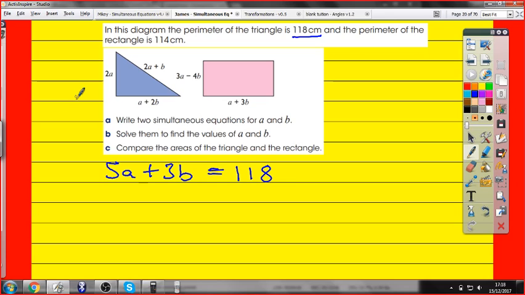Okay, how about this rectangle, what would be the length of the top part? a plus 3b. Okay, and what would be the perimeter for this? How would you get that? It would be 8a. Yep. Minus 2b. Yep. Yeah, that would be equals 114 centimeters. 114.